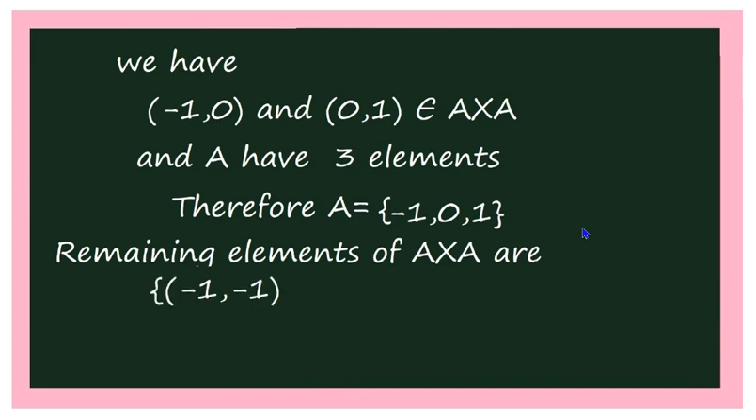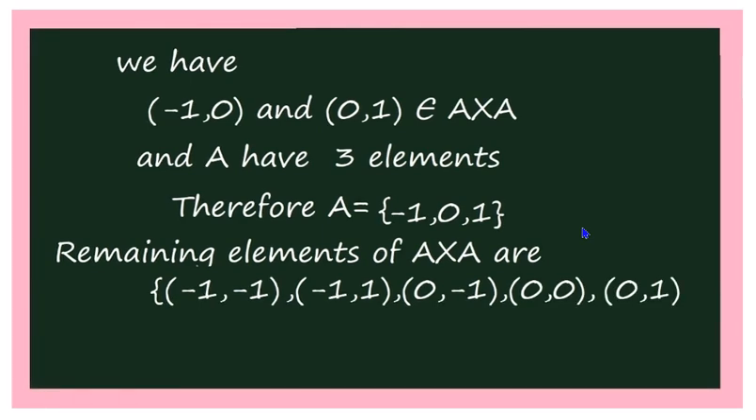The remaining elements of A cross A are: (-1, -1), then (-1, 0), the first and second element. But (-1, 0) is already given here, so you should not write that. You should delete it. Next one is (-1, 1). Next, you start with 0: (0, -1), (0, 0), (0, 1). And now (0, 1) is also given here. See here. That's why you should not write that element, because the question asks to find the remaining elements.